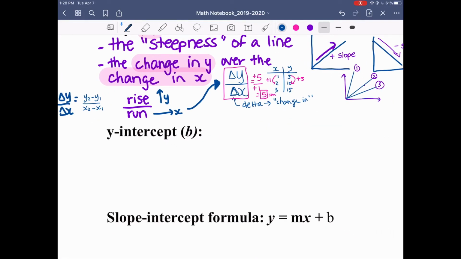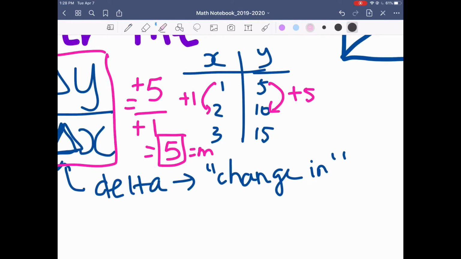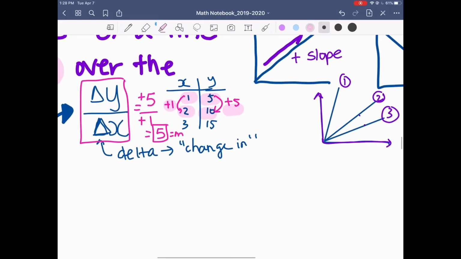We took two values of y, this one and this one, and we subtracted them to find the difference or the change. Same thing with x. 2 minus 1 was 1. We subtracted them to find the change in x.